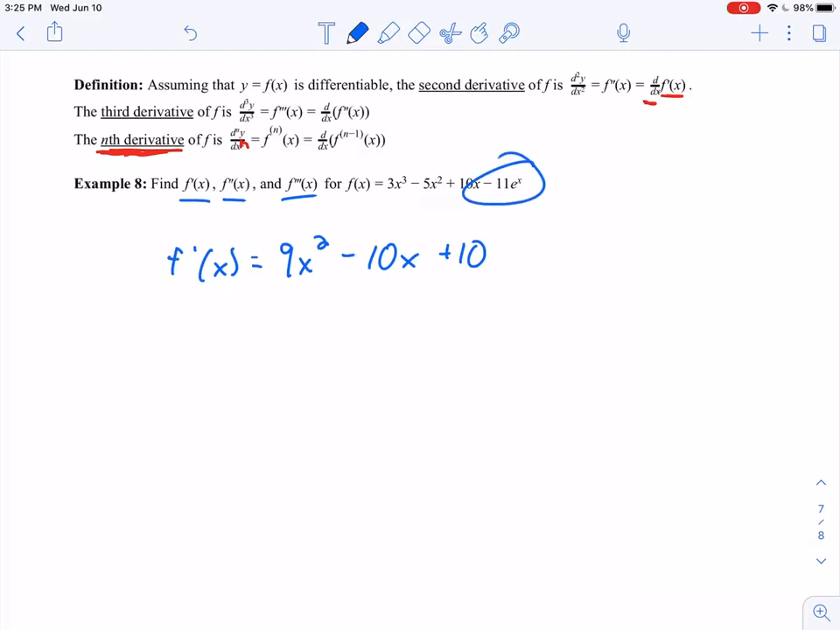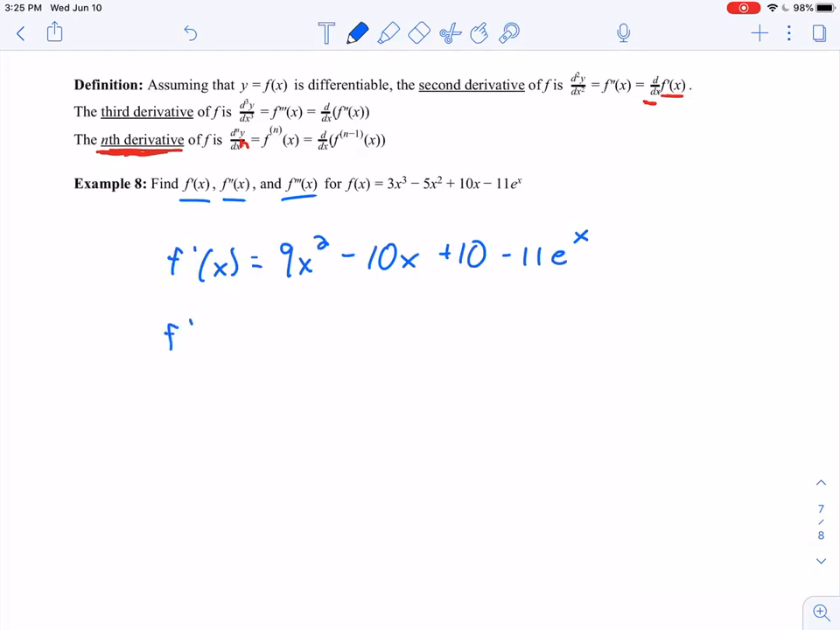This guy right here we might have a little bit of difficulty with. It's just a little bit different. But remember, this is just a constant multiple here, so minus 11 times the derivative of e to the x. What's the derivative of e to the x? We said earlier that derivative is just e to the x. So the derivative of negative 11e to the x is negative 11e to the x.